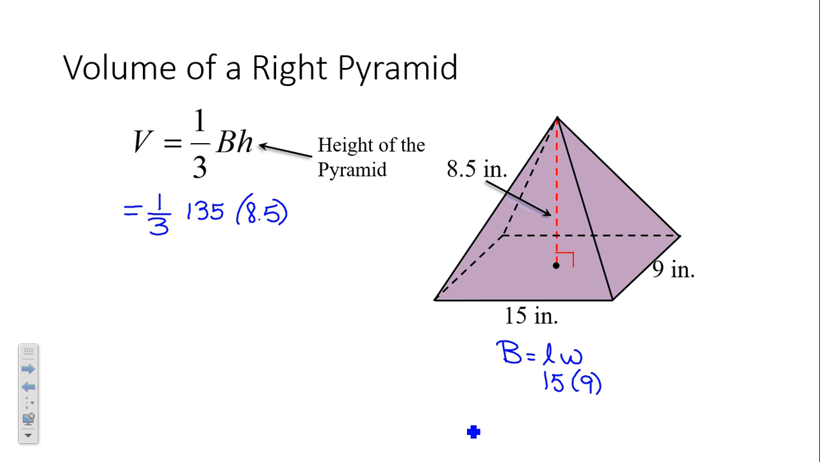And so you can either take 1/3, 1 divided by 3, times these two, or you can say 135 times 8.5 divided by 3, and we get what? If we take 135 times the 8.5, and then we divide that by 3, .5. And it's going to be inches cubed now because it's volume. We took inches times inches times inches. Okay? Exactly. Feeling good?